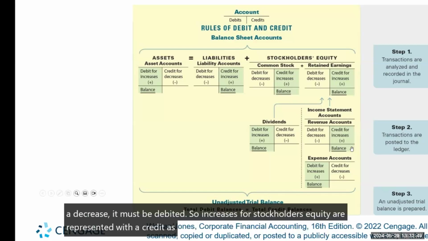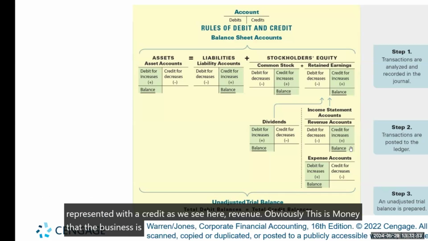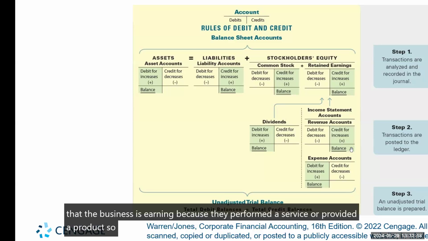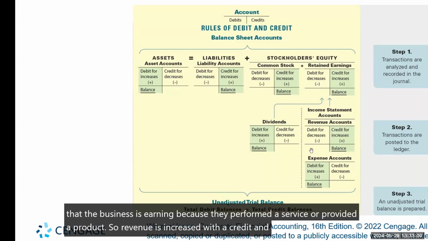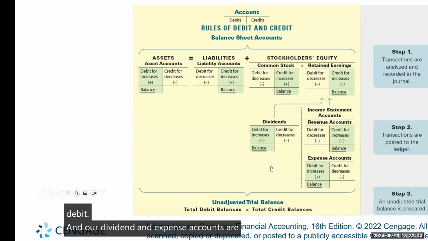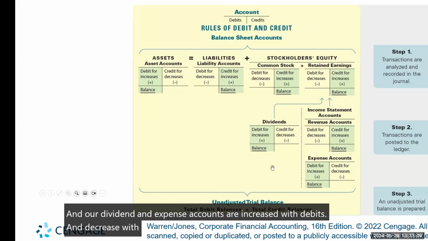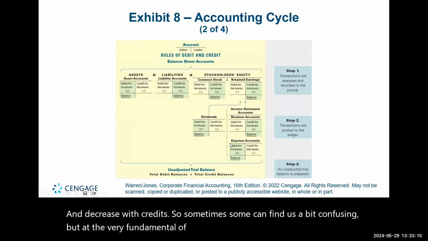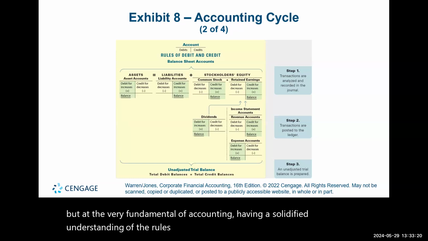As we see here, revenue, obviously, is money that the business is earning because they performed a service or provided a product. So revenue is increased with a credit and decreased with a debit. And our dividend and expense accounts are increased with debits and decreased with credits. Sometimes some can find this a bit confusing, but at the very fundamental level of accounting, having a solid understanding of the rules of debits and credits goes a long way.